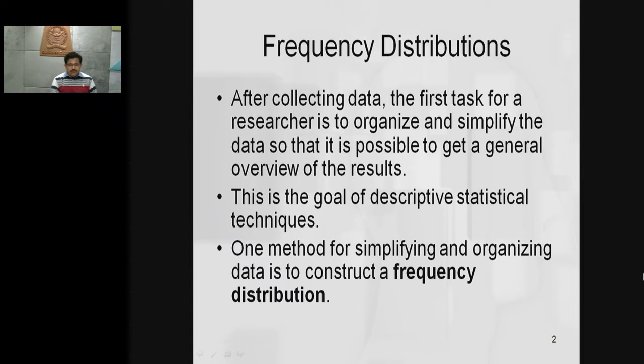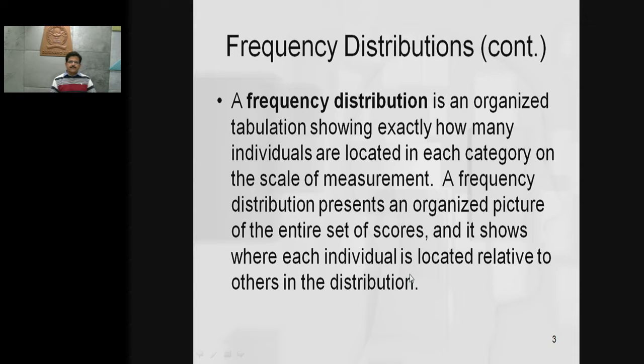And the most simple method of organizing data is to construct a frequency distribution. What is it? It is an organized tabulation showing exactly how many individuals are located in each category on the scale of measurement. Frequency distribution presents an organized picture of the entire set of scores. It shows where each individual is located relative to others in the distribution.